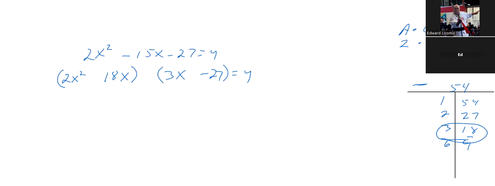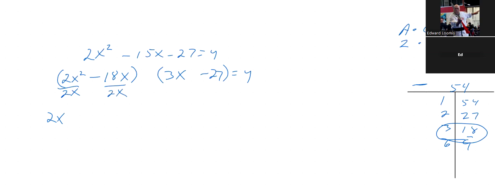Now, I'm subtracting, so I want my b to be negative. That means my biggest number must be negative. That's the only way for me to get a negative 15 when I subtract. So my 18x has to be negative, and my 3x has to be positive. Now I'm just going to say what goes into 2x squared and 18x evenly. Well, I know that a 2 goes into both and an x goes into both. So I can divide by 2x on both sides.